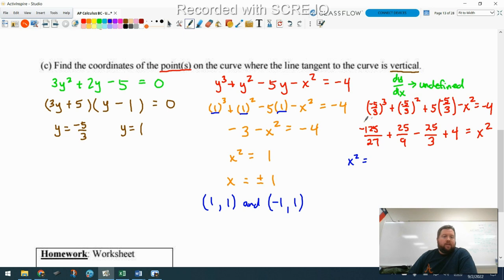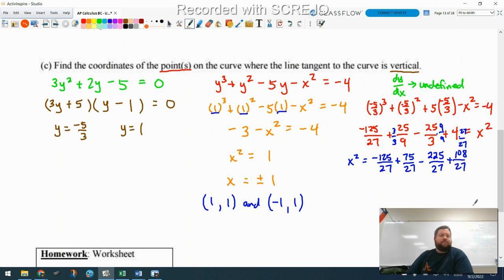x squared equals, and then I need to get a common denominator. Okay, I think 27 is going to work. So -125 over 27, we're going to leave that how it was. Multiply this by 3 over 3, so that would be plus 75 over 27. Multiply this by 9 over 9. Minus, all right, what is that? 180 plus 45, 225 over 27. Multiply this by 27 over 27. So 4 times 27, that's 80 plus 28, so that's 108 over 27.